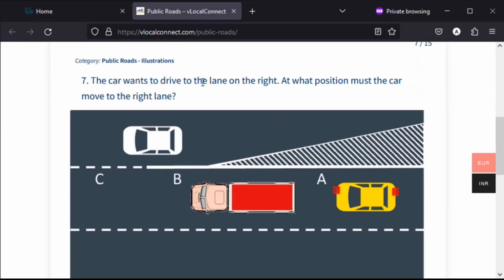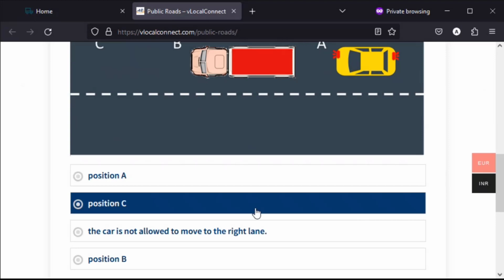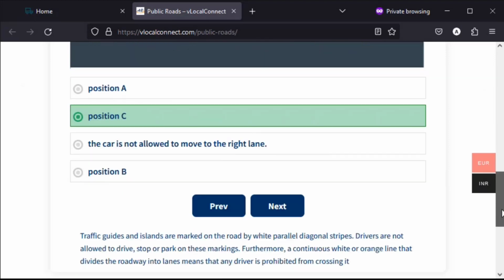A car wants to drive to the lane on the right. At what position must the car move to the right lane? So this car wants to drive to the right lane, and at what position? Position A, B, C. At position A and B, it's prohibited because here we have the island, and here is still the continuous white line. So the only possible place would be position C for the car to change the lane. Position C, and that's the correct answer.